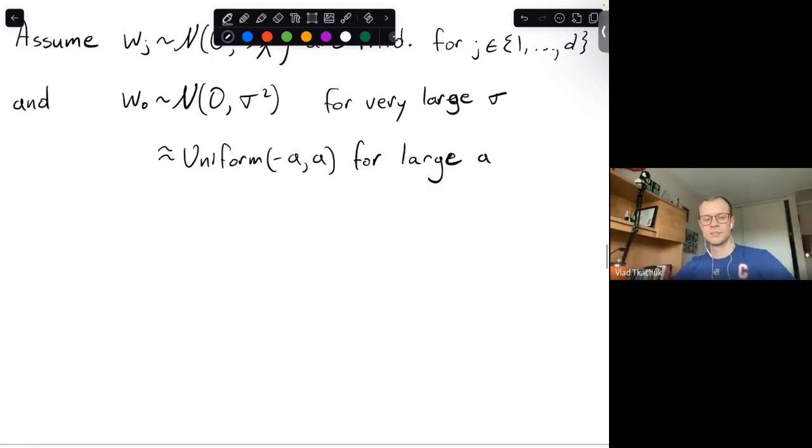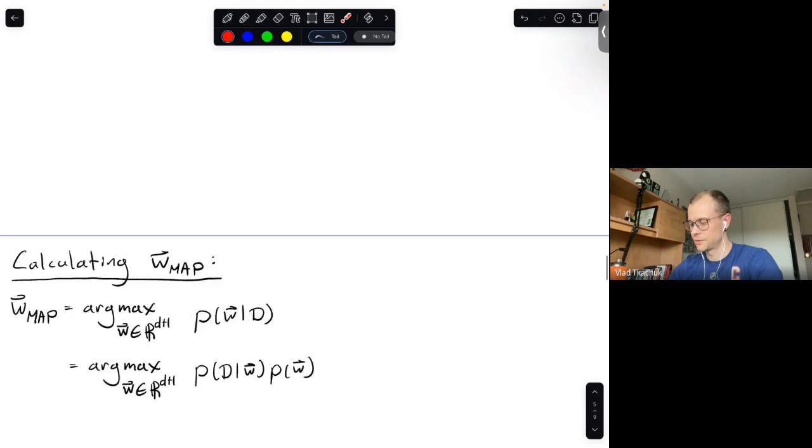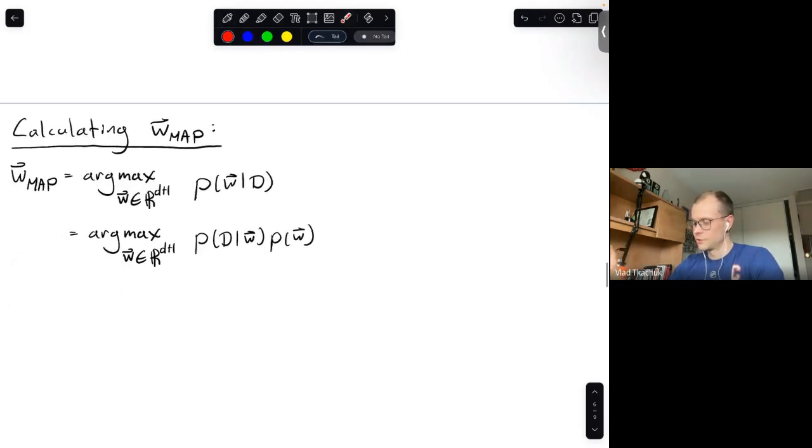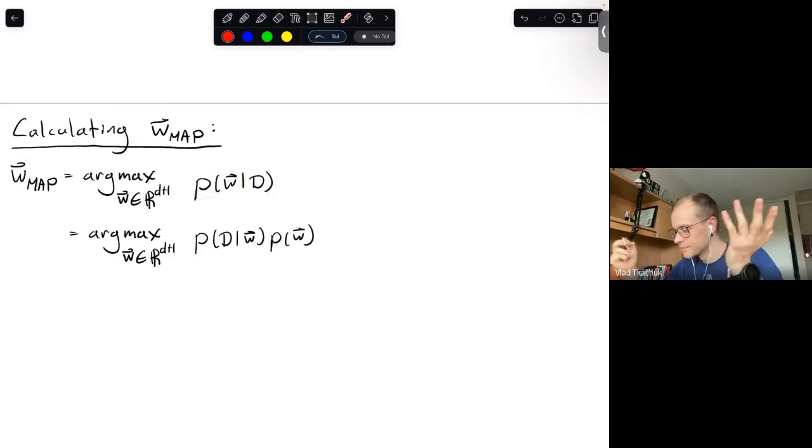Okay, so now let's solve this problem and then talk about the interpretation of the solution after that. To solve this problem, we just follow the same process as we did above for MLE. So you want to solve for W map, which is the parameter you want to solve for. It's a vector now. You want to find the W that makes this PDF the largest given some data. This is what we've been doing.